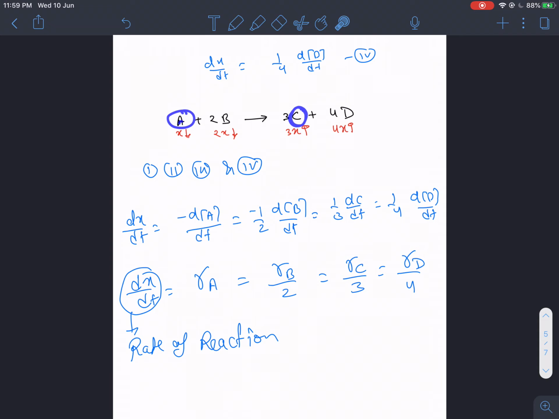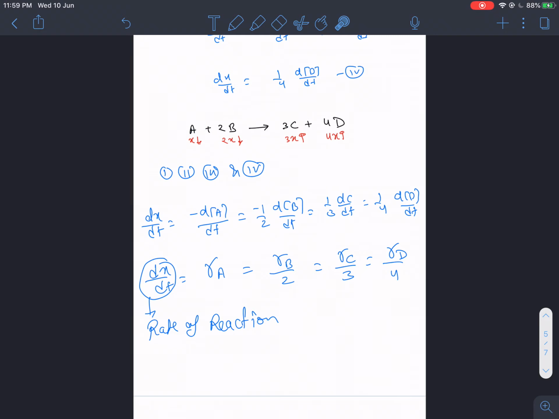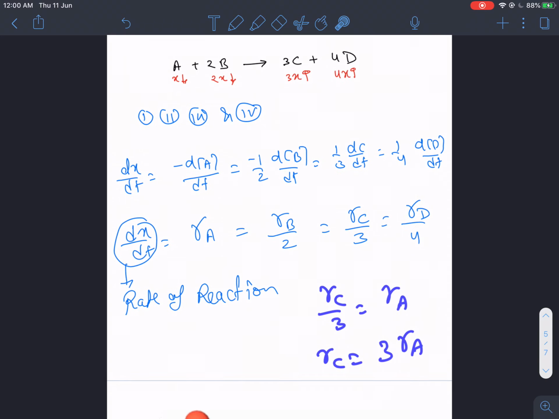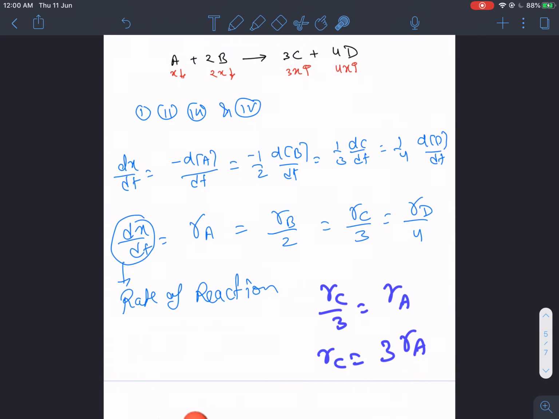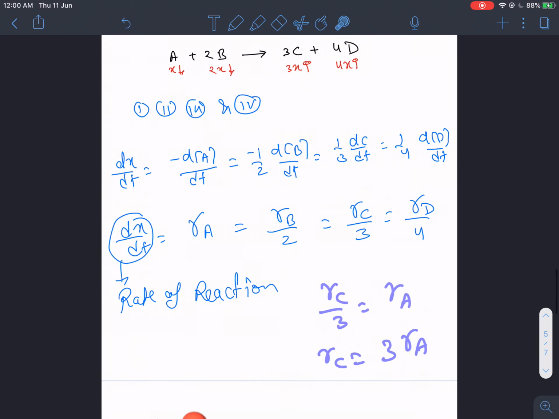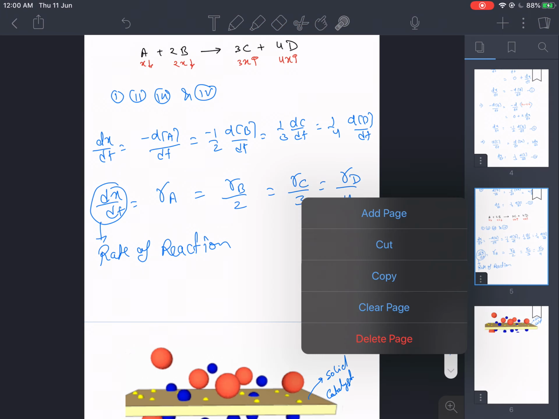By the time 1 mole of A is getting consumed, 3 moles of C are getting produced. So if you compare rate of A and rate of C, the rate for C is 3 times that of A, which you can see here very clearly. You just equate, what are you going to get? RC by 3 is equal to RA, means RC is equal to 3 times RA, means the rate at which A is getting consumed, 3 times that is the rate of production of C. Okay, till here everything is okay.